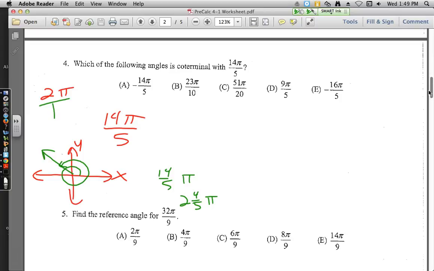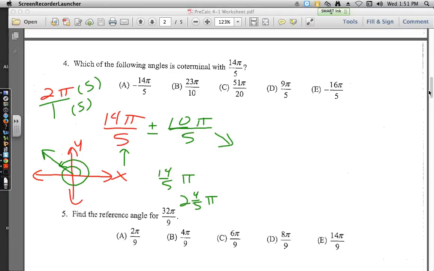A full rotation is 2 pi, but this is a fraction, and it has a 5 for the denominator. So I'm going to need to multiply my numerator and my denominator by 5. And that would give me 10 pi over 5. And now I know I can either add or subtract multiples of 10 pi over 5. I can go ahead and start doing the addition and subtraction until hopefully I get one of the answers that I see up here. So if I do 14 pi over 5 minus 10 pi over 5, starting with the negatives first, that would be 4 pi over 5.